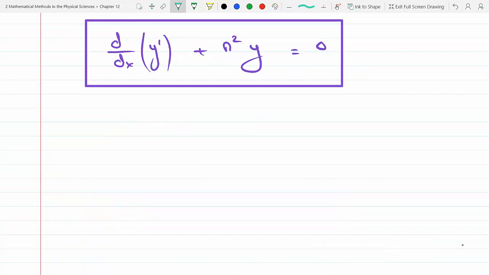Now we'll go to the Hermite equation. I will write it here.